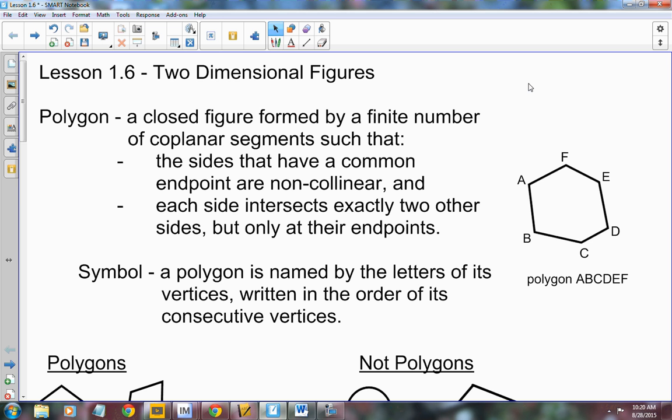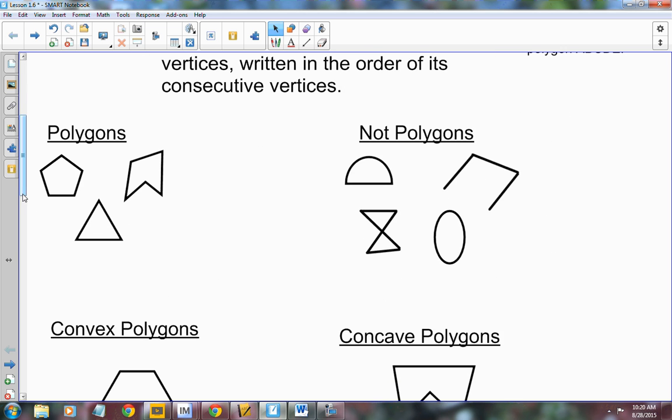Now, here's some examples of things that are polygons and things that are not. Notice this. On the left, we've got polygons. All of these are made up of line segments, and they only intersect at their endpoints. They're all closed up. But if you look over here on the right, you've got a semicircle. That's a curved part. That's not a polygon. This one's not even closed. This is the next one. Then we've got two lines that intersect. That's not a polygon. And then again, you've got an oval, which has a curved part to it. So those are not polygons.